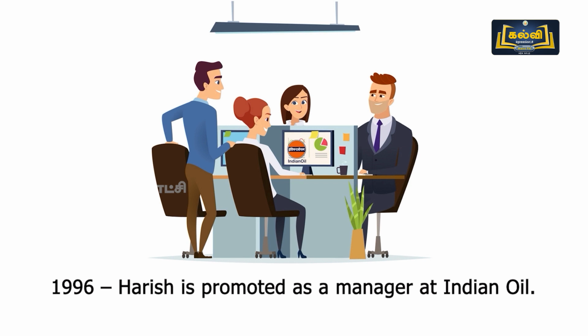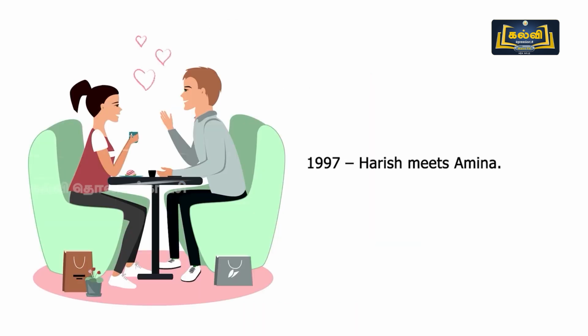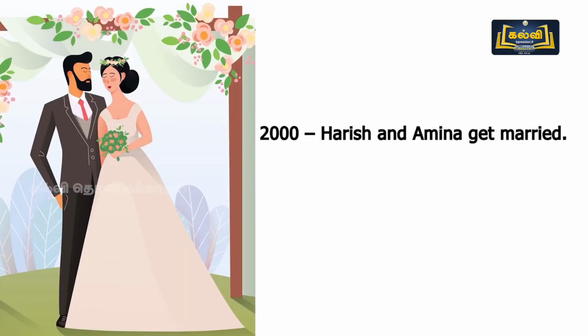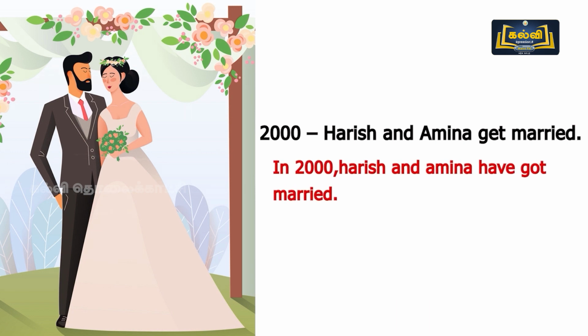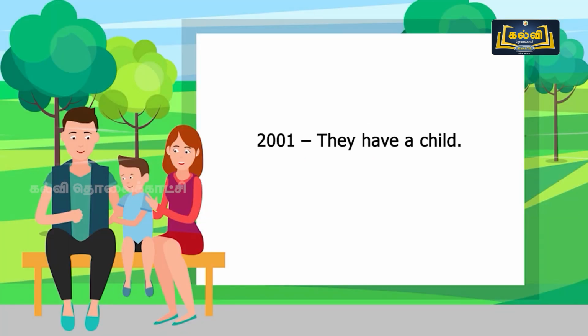1996, Harish is promoted as a manager in Indian Oil. When you change this, in 1996, Harish has been promoted as a manager at Indian Oil. 1997, Harish meets Amina. In 1997, Harish has met Amina. 2000, Harish and Amina get married. When you change, in 2000, Harish and Amina have got married.